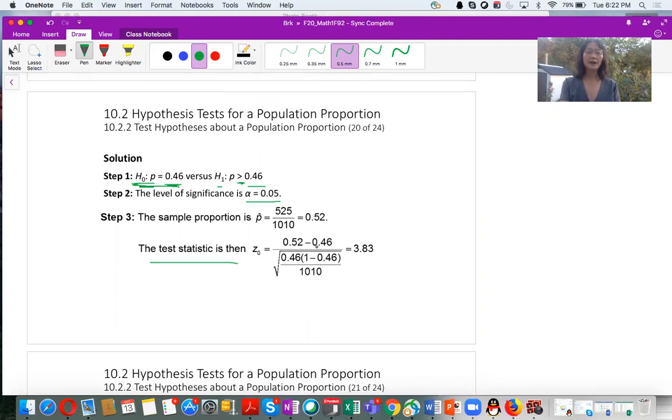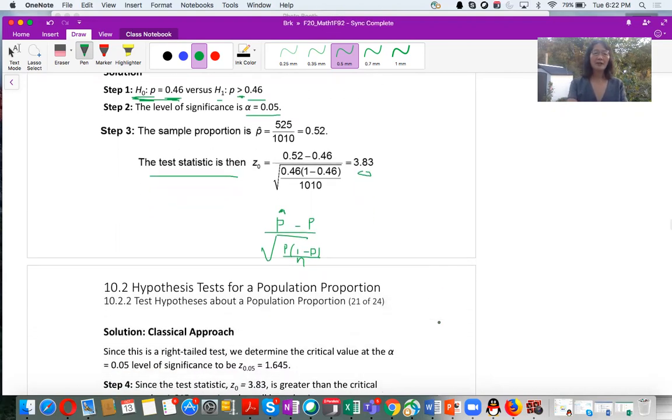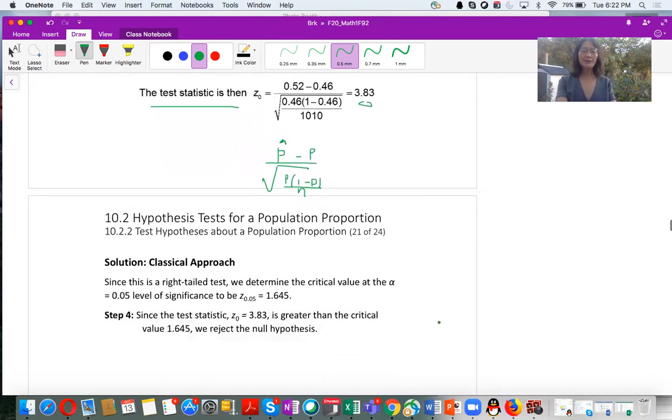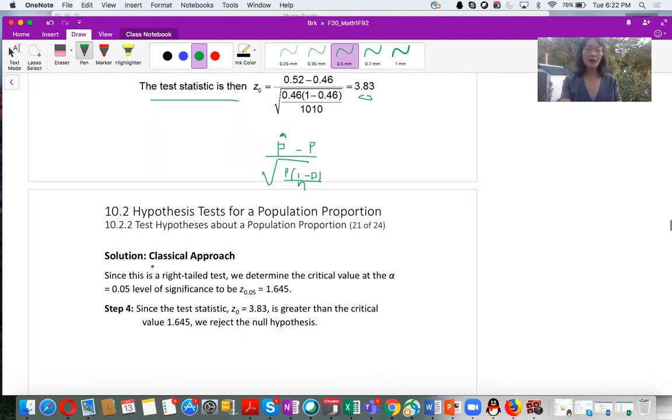Then you plug in the formula for the Z test statistic. The formula is p hat, the sample proportion, minus p, the population proportion, divided by the square root of p times 1 minus p over sample size N. That is the test statistic, and you get 3.83. And once you get this 3.83, you can use the classical approach.